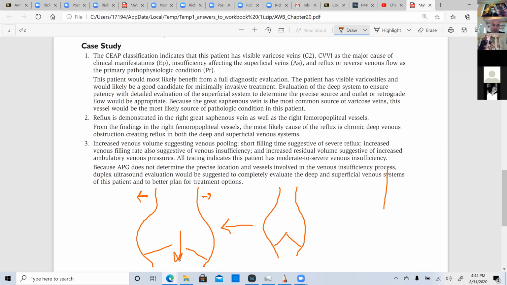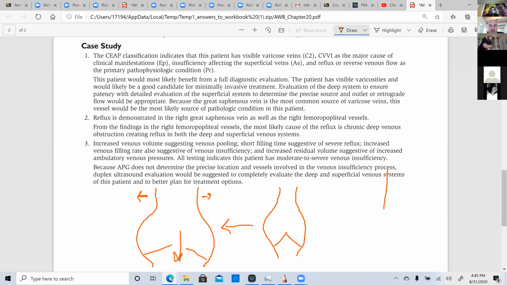Increased venous volume suggesting venous pooling. Yeah, short filling time suggestive of severe reflux. And so not only the artery, but the veins are filling the calf. Increased filling rate also suggests venous insufficiency. Increased residual volume suggestive of increased ambulatory venous pressures. In other words, even when this person's walking, they can't remove blood from their calves. So that's a double whammy.